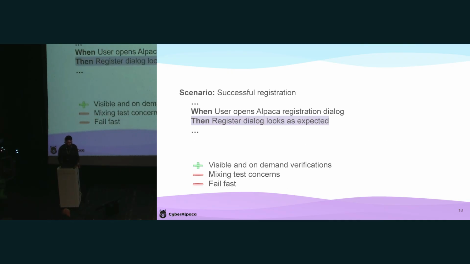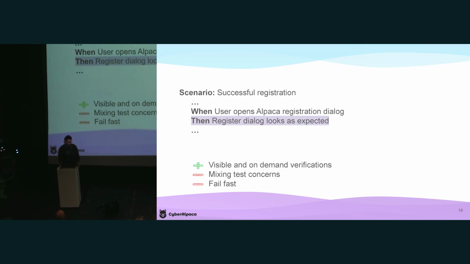The next approach might look like this. So instead of hiding our verifications inside the steps we already have, we add extra steps to our already existing test cases. So after opening the registration dialog, we verify if the dialog looks as expected. This verification is visible in our test scenario right away. We know which parts of the application and which verifications are covered in our test scenario.